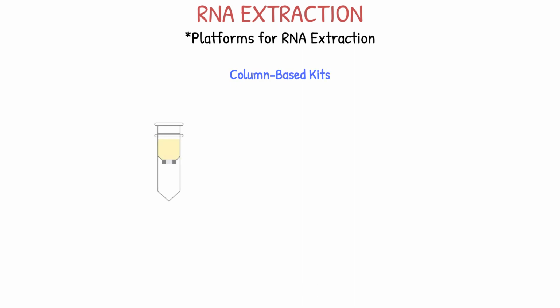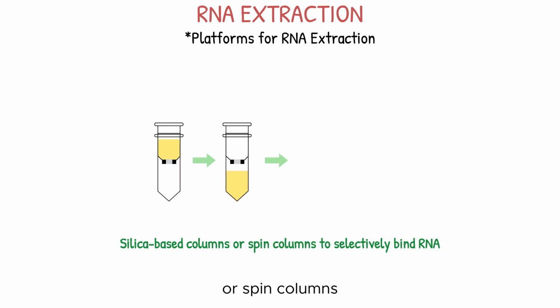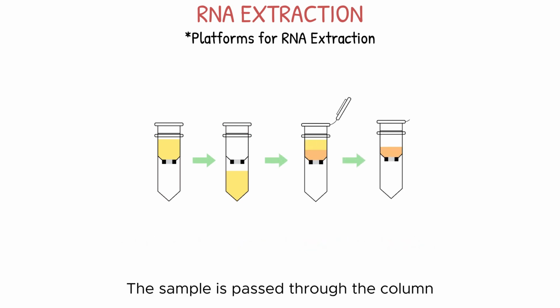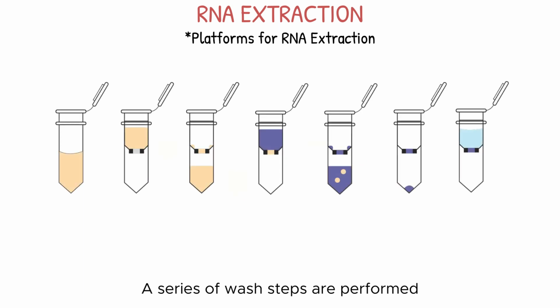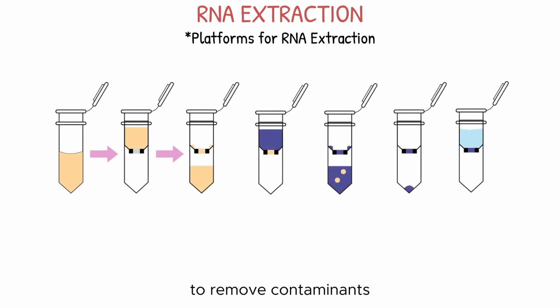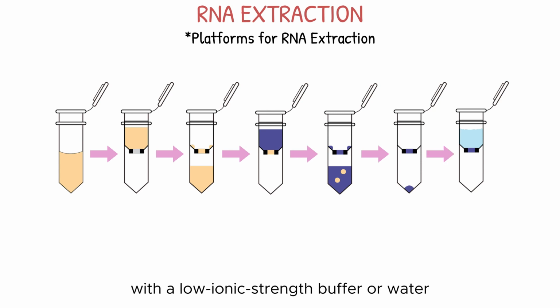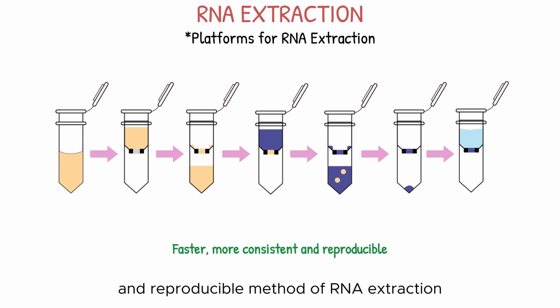Column-based kits. These kits usually use silica-based columns or spin columns to selectively bind RNA. The sample is passed through the column, allowing RNA to bind to the silica while other cellular components are washed away. A series of wash steps are performed to remove contaminants, and then the purified RNA is eluted with a low ionic strength buffer or water. These kits offer a faster, more consistent, and reproducible method of RNA extraction.